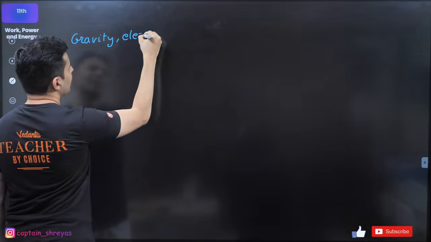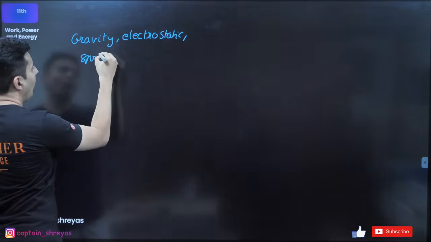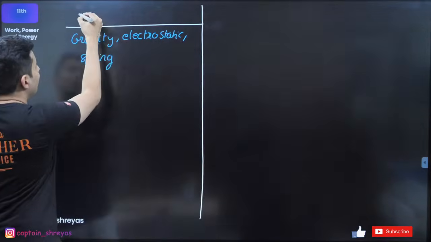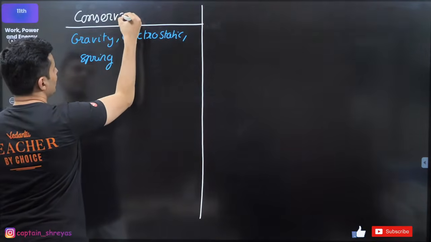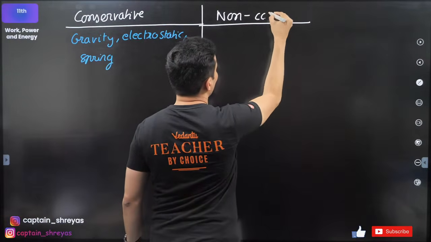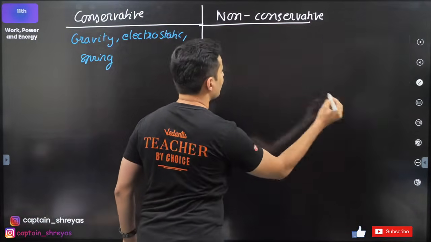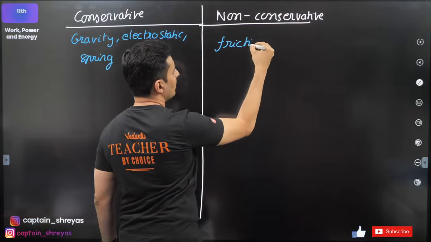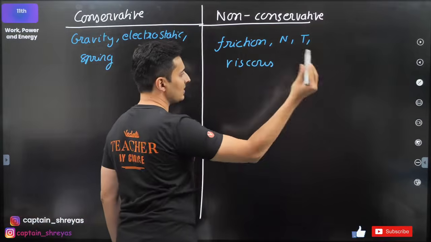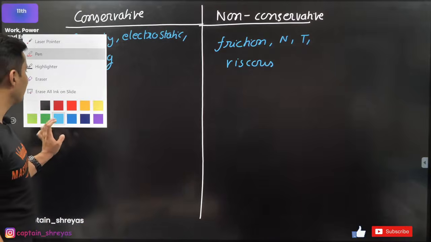The speciality of gravity, then your electrostatic, and then even spring, all these forces come under the category of conservative forces. Whereas there are some other forces which are called non-conservative forces. Forces like friction, normal, tension, viscous. You will learn about viscous forces in fluid mechanics. The fluidic resistance is called the viscous force. All these are non-conservative forces.